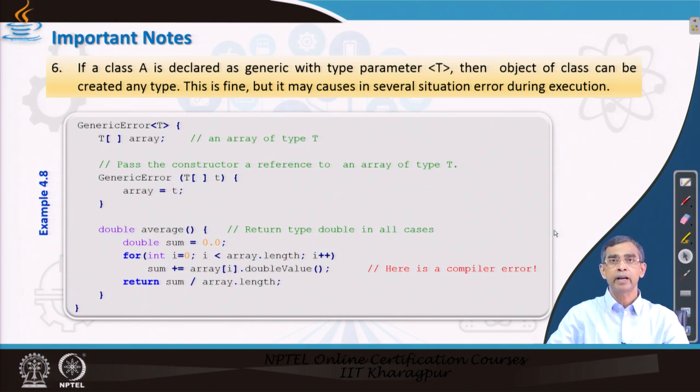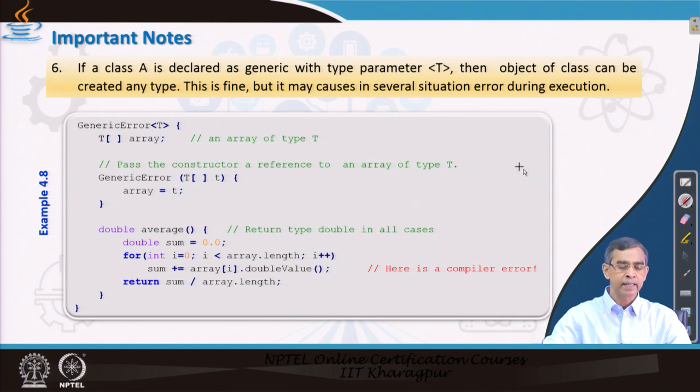But if you are not careful about using the different methods belonging to those object types, then it may invite some problems for you. It can occur at compile time, that means a compile time error, or sometimes it is a runtime error also. Now, let us illustrate what sort of problem may arise whenever we create a generic class.